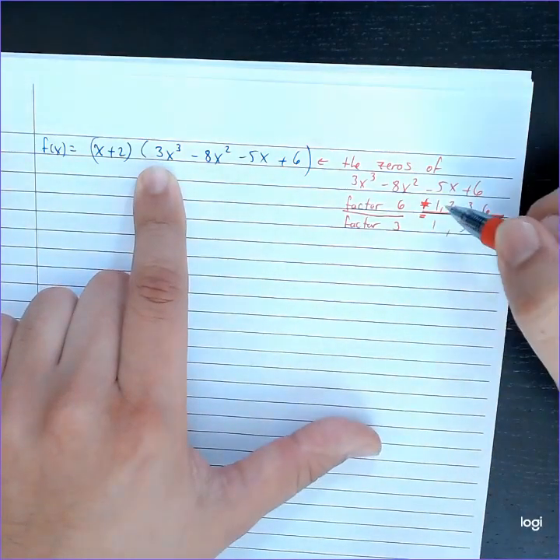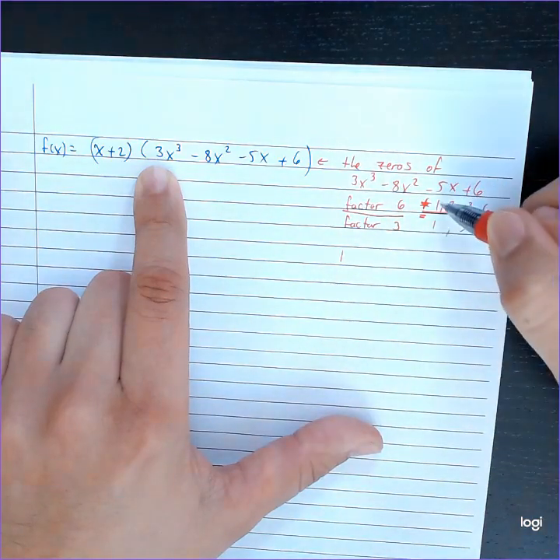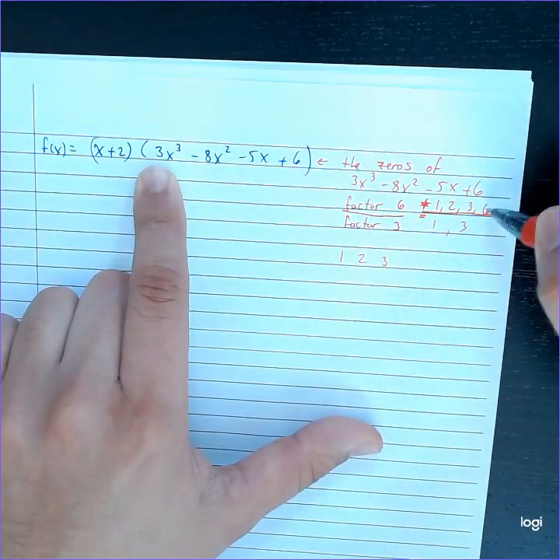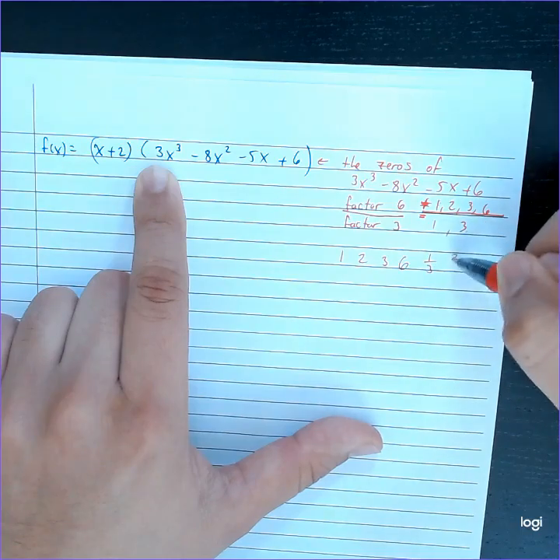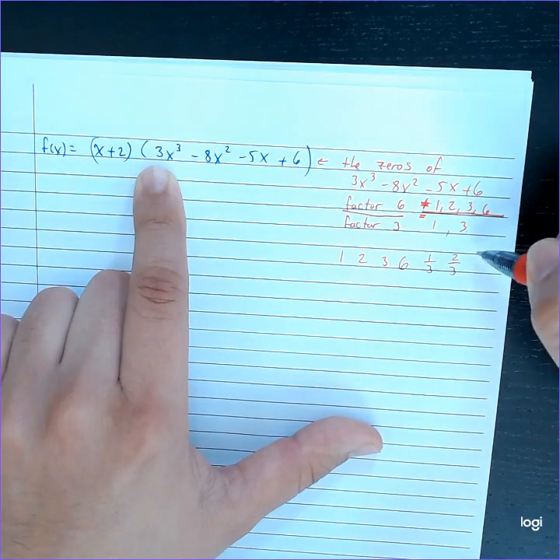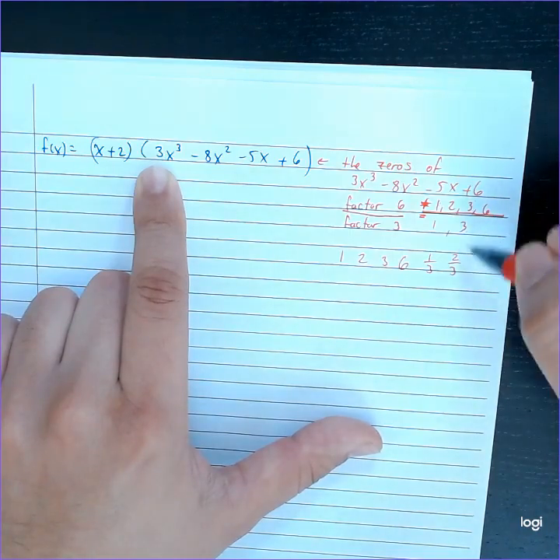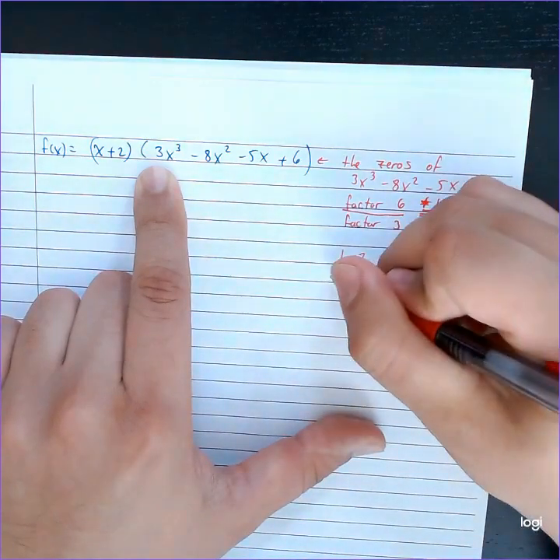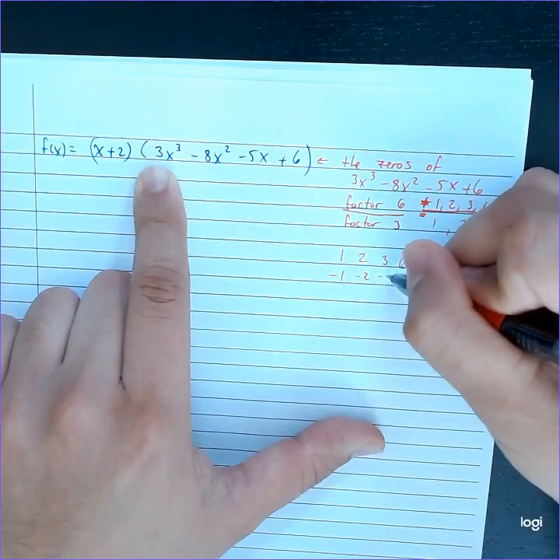So here, we can create all the fractions that we can out of this. We can do 1 over 1, 2 over 1, 3 over 1, and 6 over 1. We can do 1 over 3. We can do 2 over 3. We can do 3 over 3. Yeah, we already have 3 over 3. That's 1. And we can do 6 over 3, which is the number 2. We already have that one. And don't forget that if these numbers are possible zeros, so are their negatives.